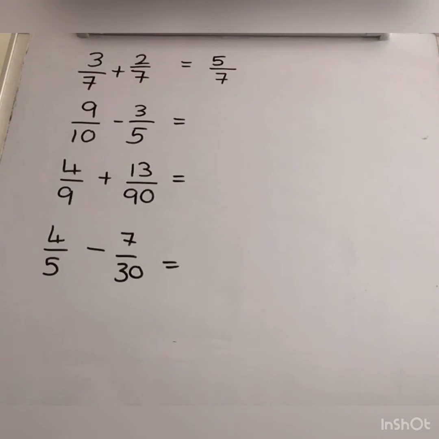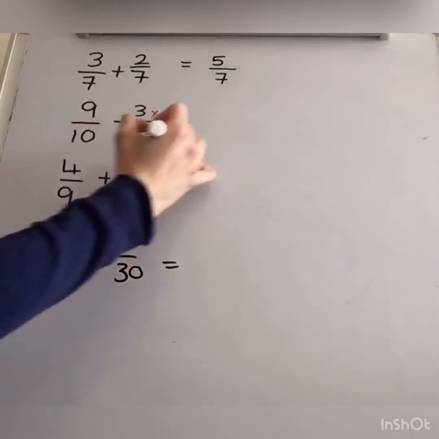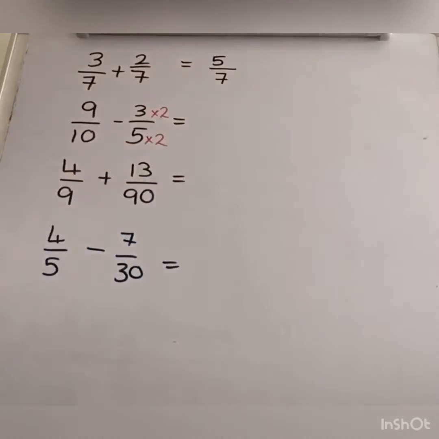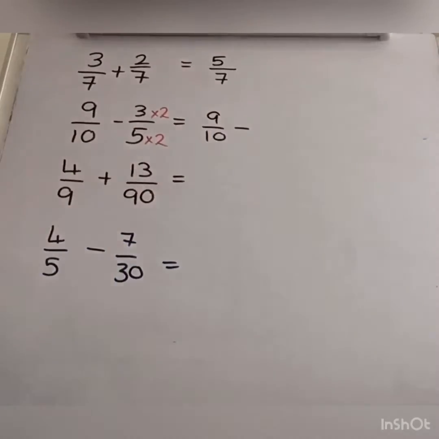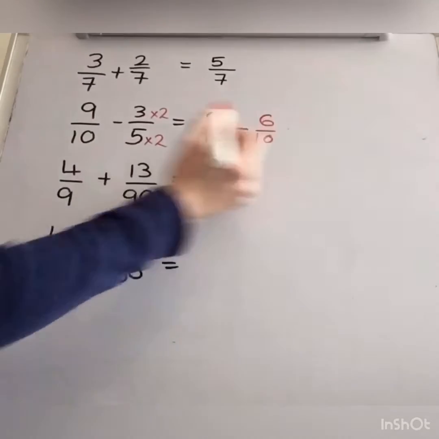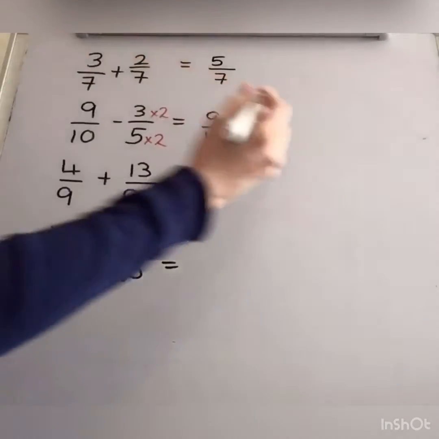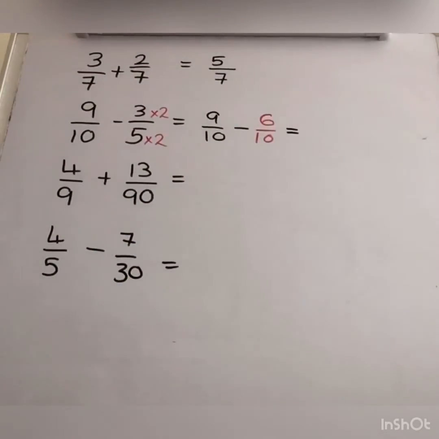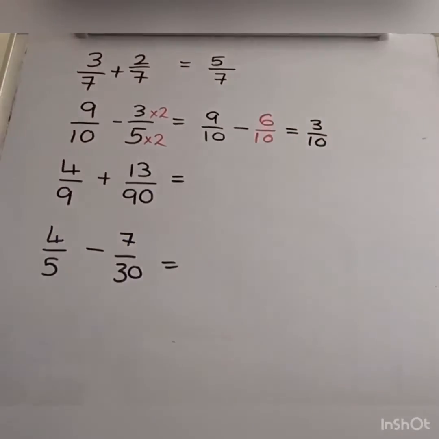On the next question, we have a different denominator. So what that means is we have to find a common denominator. 5 is the smaller out of the 2. So I'm going to look and I can see that I can times 5 by 2 to make it 10. So 9/10 take away my new fraction, which is 6 over 10. 3 times 2 is 6, 5 times 2 is 10. So I've just found an equivalent fraction which will allow me to do the actual subtraction. So 9/10 take away 6/10 will leave me with 3/10.